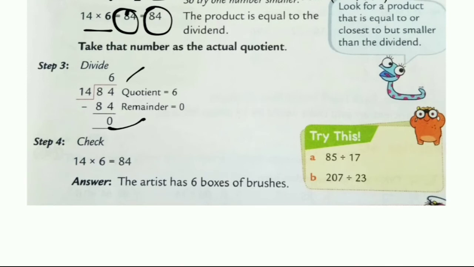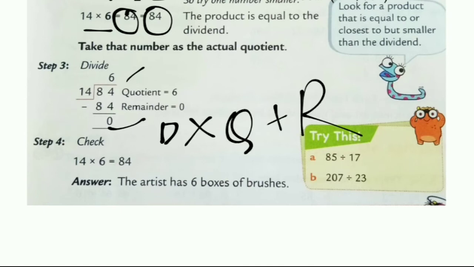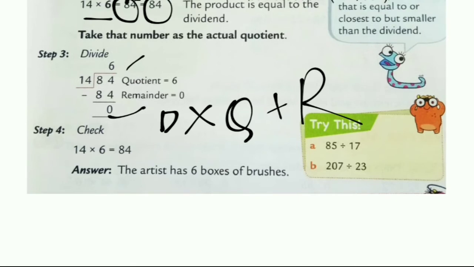And how to check the answer? Divisor multiplied by quotient plus remainder. Like this we can check our answer.